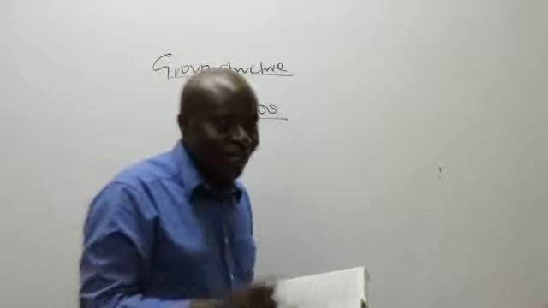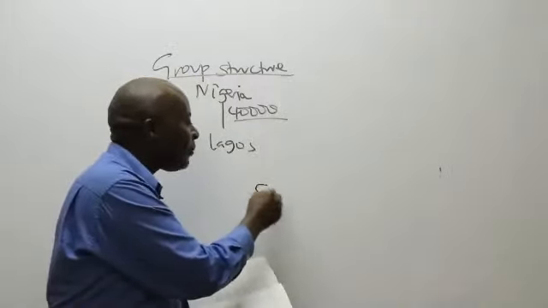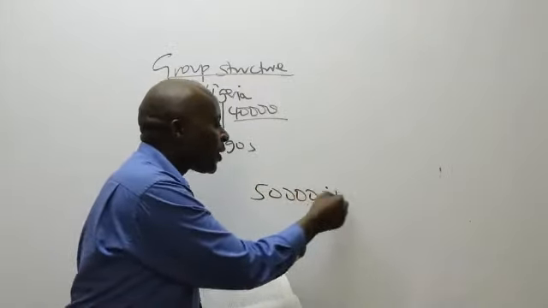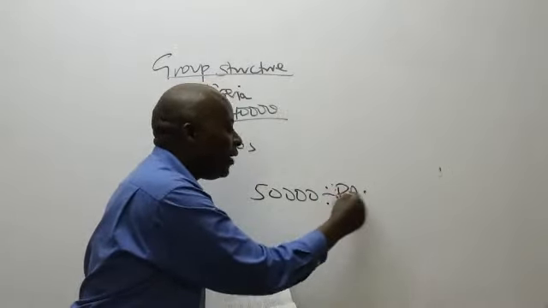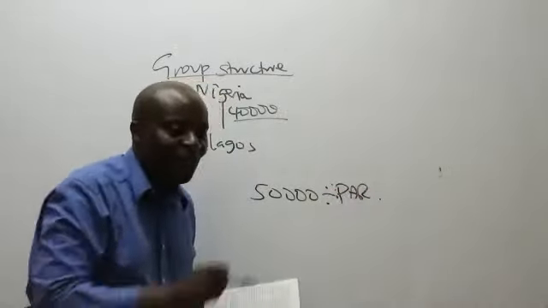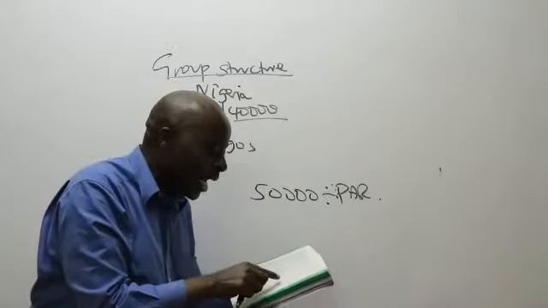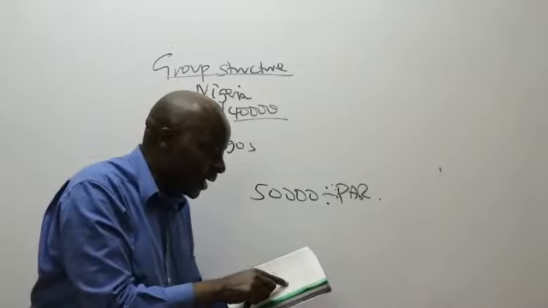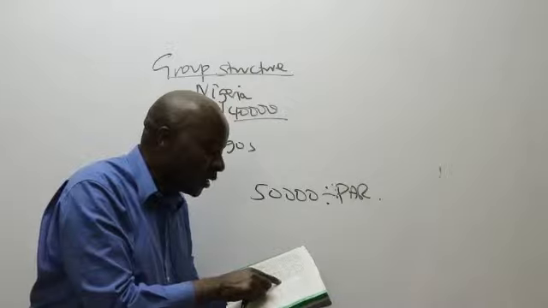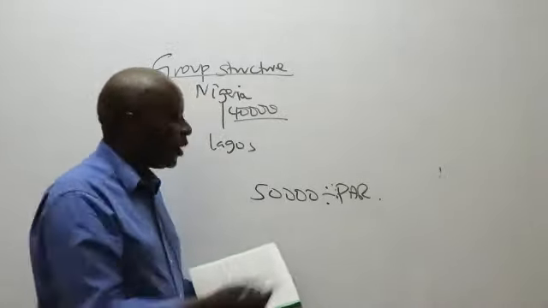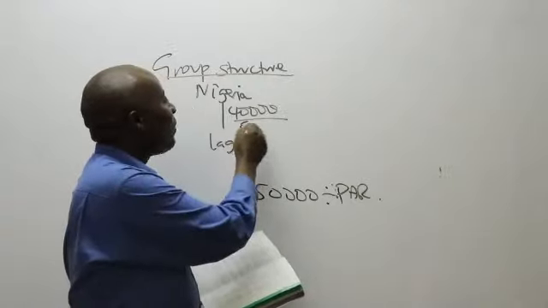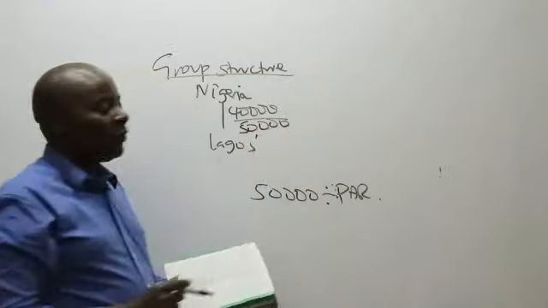I know. Thank you very much. I will go to the share capital of Lagos and divide by the par value. The share capital of Lagos I can see is 50,000. Now I can see the par value is DN 1. So that means the number of ordinary shares of Lagos is 50,000.